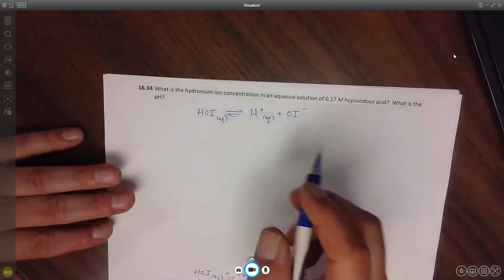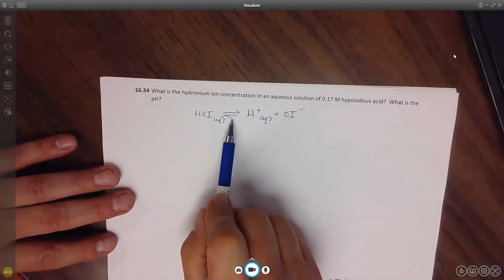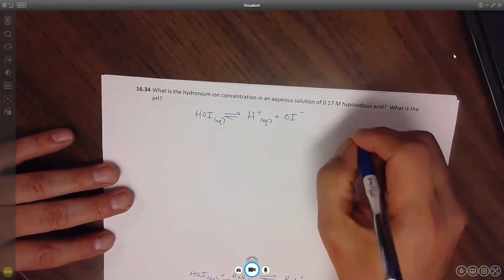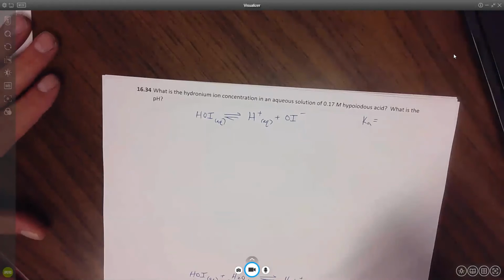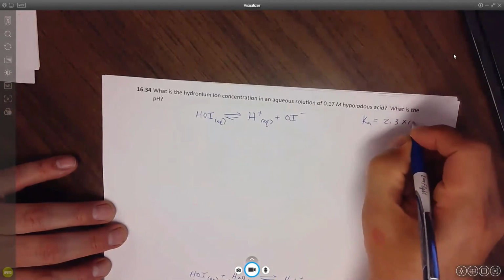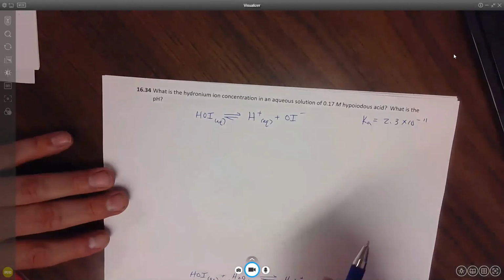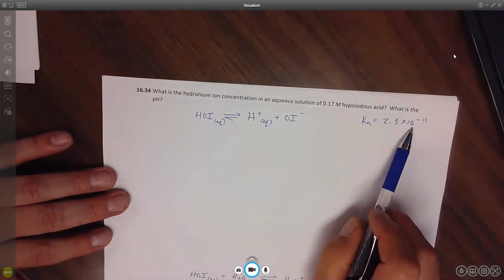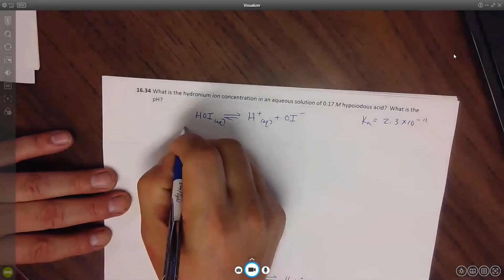Okay, so now we established that it is a weak acid. That means we're going to have to look up the Ka value. So again, you're just going to find that in the tables of chemical data. And the Ka value is 2.3 times 10 to the negative 11. So we can see that this is a really weak acid, right? Really small K value. Okay, so now we're going to set up our ice table.